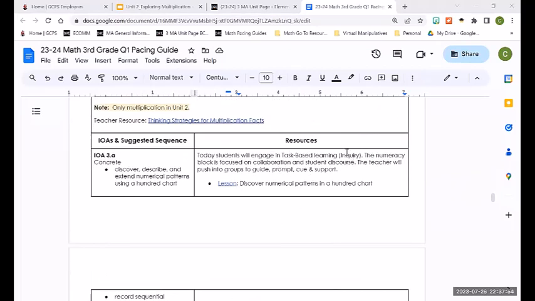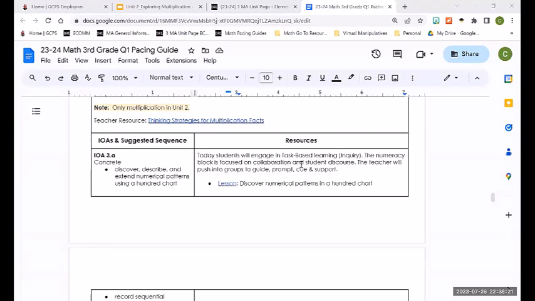In the right column, you will find resources to support and guide your instruction. You will find resources such as GCPS traditional lessons, task-based lessons, Georgia DOE lessons and activities, as well as lessons from Georgia Reveal, our newly adopted resource. As you can see, we will begin Unit 2 with patterns.